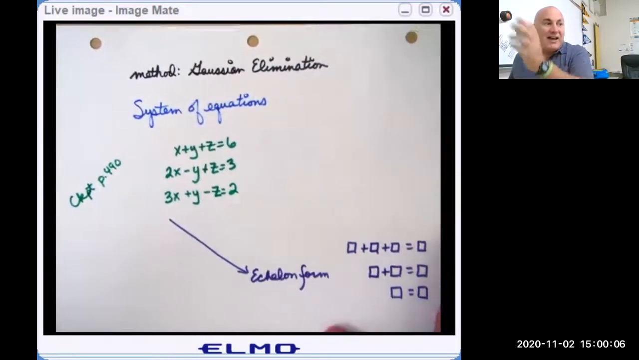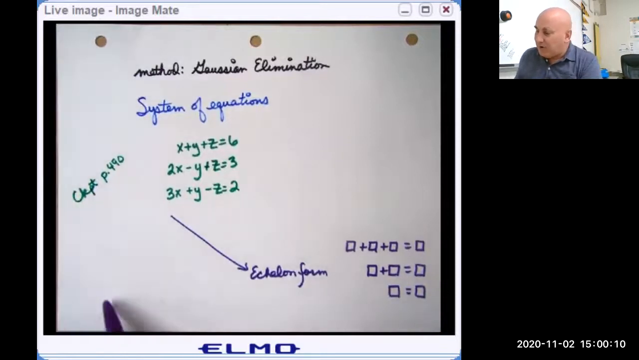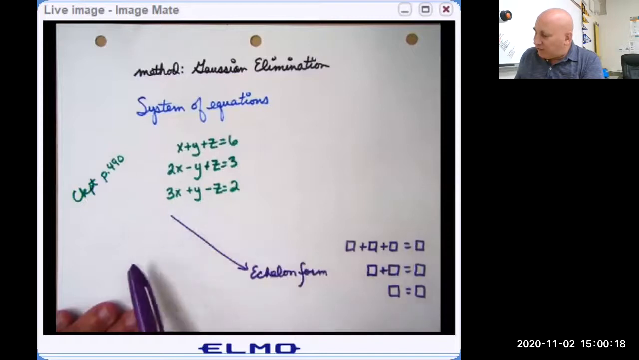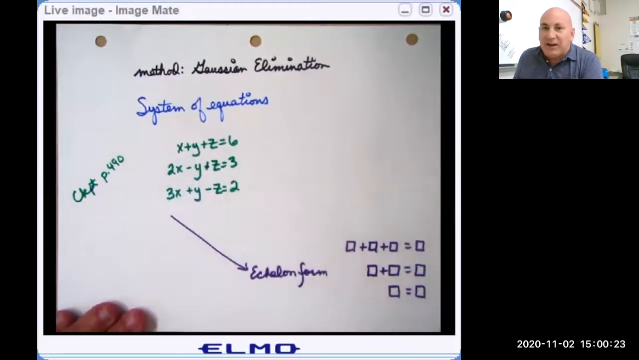It's named after a guy named Gauss, Carl Friedrich Gauss. So this is a checkpoint problem on page 490 of our current textbook. And here's our system of equations. You can see I've got 3 equations and 3 unknowns.